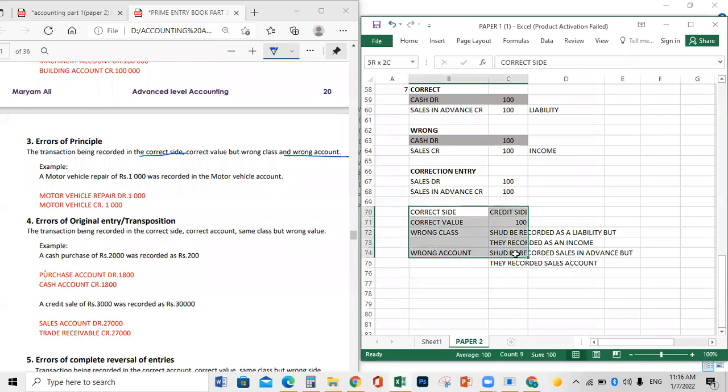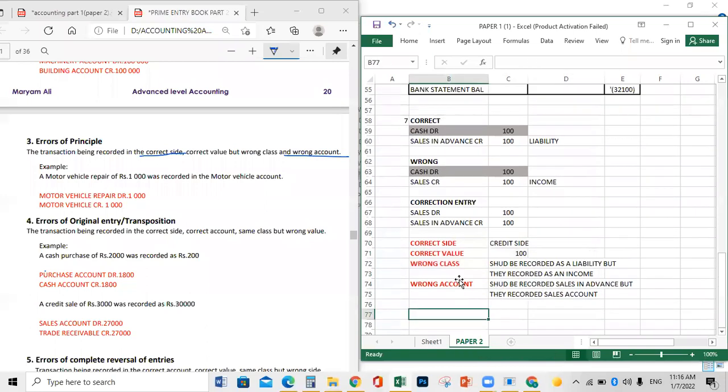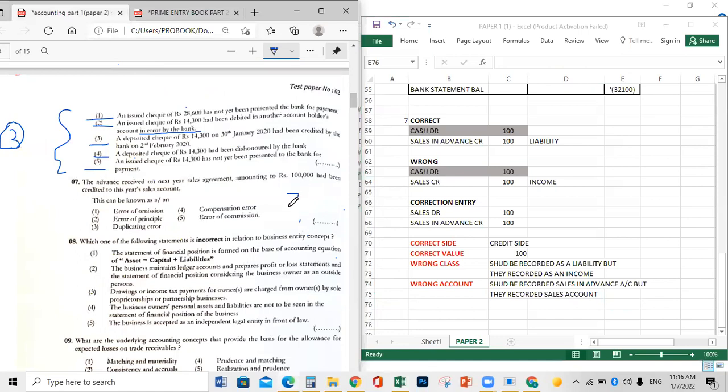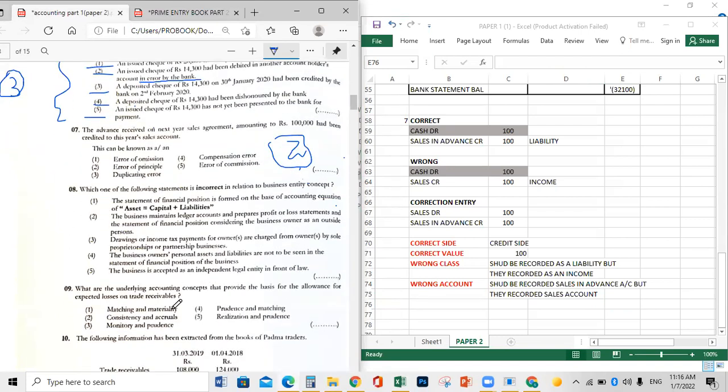Because of this, we can come to a conclusion. It is an error of principle. Why? Because the side is correct, the value is correct, but the class and the account are wrong. So the correct answer should be the second one. Most of you all got it correct. Good job. So guys, now we have to go to question 8.